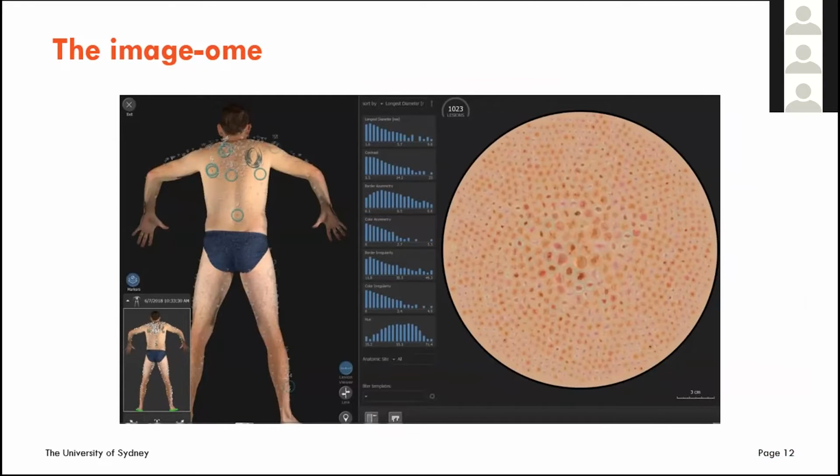And the system now can, with some artificial intelligence, recognize moles and create a map. So this is happening now.